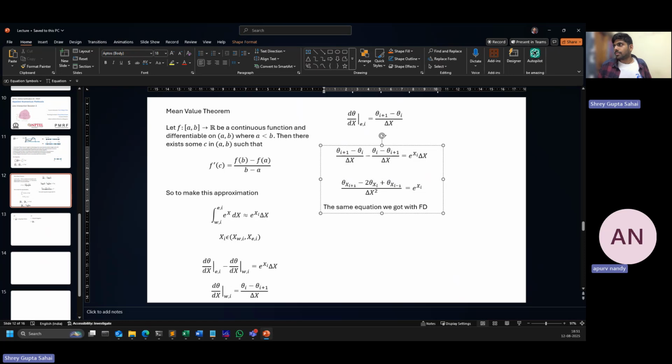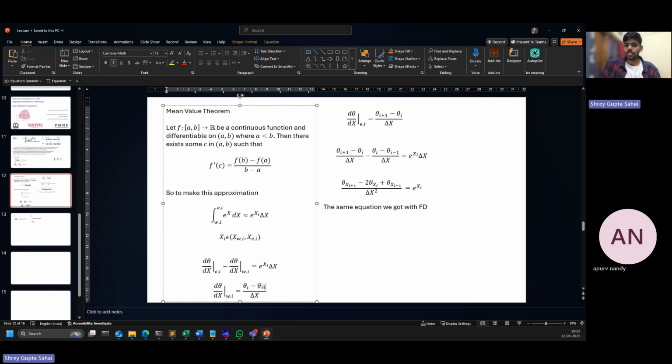One minute, sir. The first equation in the box, I think in the second term it should be theta I minus theta I minus 1. Yes, that's right. But now do you see that the two expressions are the same, right? Yes, sir.